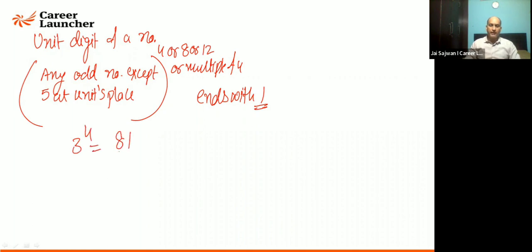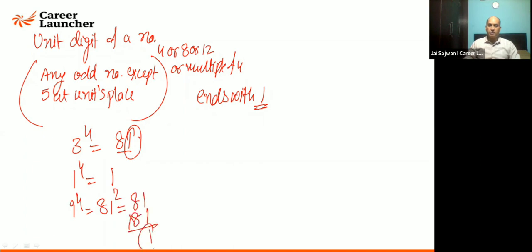3 to the power 4 is 81. This ends with 1. 1 to the power of 4 is 1. 9 to the power 4: 9 square is 81, and 81 squared is 81 into 81. The unit digit is coming out to be 1.